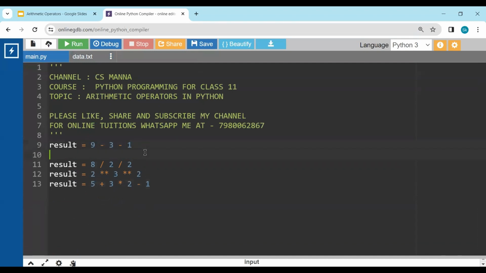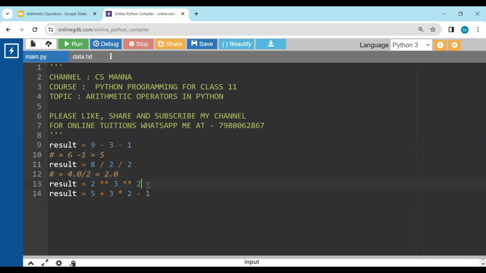So the first one, you see here, it's 9 minus 3 minus 1. There is minus, so obviously we go left to right. So it is 6 minus 1, which is equal to 5. Now the next one, 8 divided by 2 divided by 2, which is 4.0 divided by 2 again, which will be equal to 2.0.